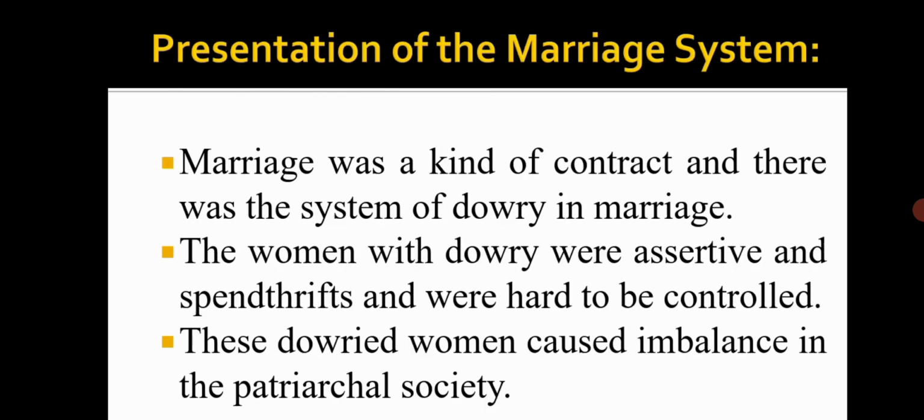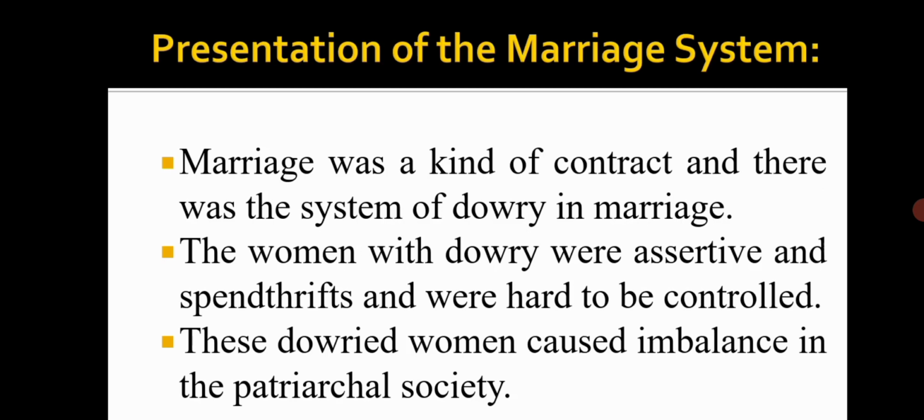Next, the presentation of the marriage system, which is one of the key points of the society of the time. How marriages were conducted, how marriages took place, what were the criteria of the marriage ceremony. These things have been described minutely in this drama. And what was the marriage? What kind of marriage took place during that time? Marriage was a kind of contract, and there was the system of dowry in marriage.